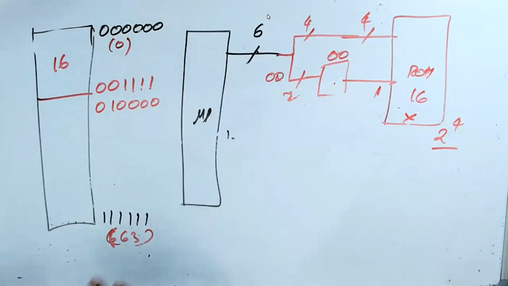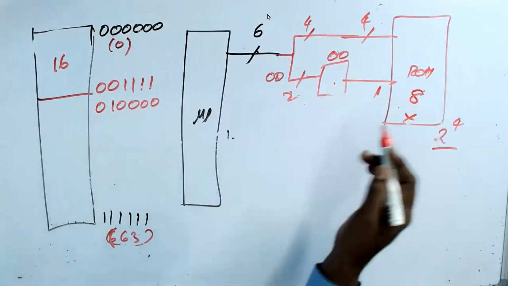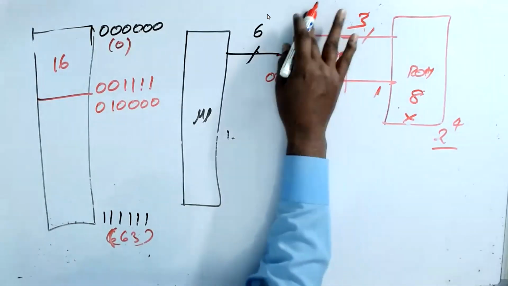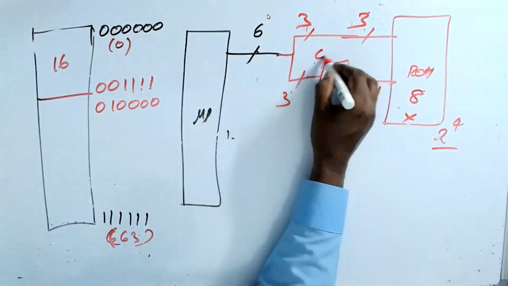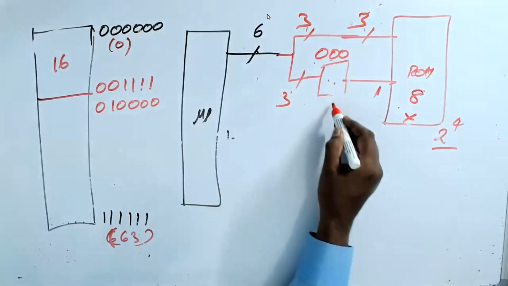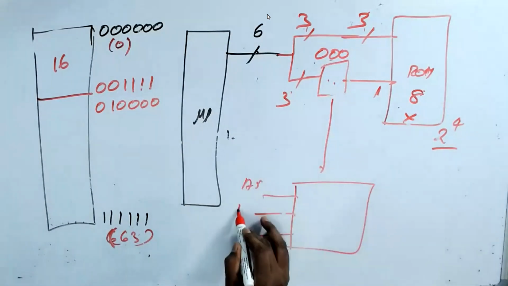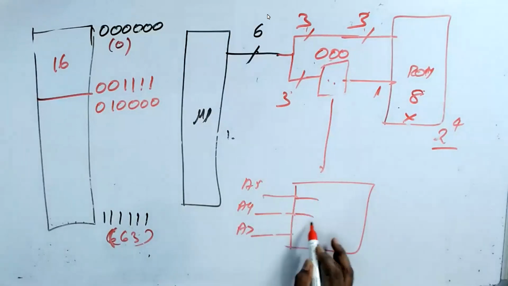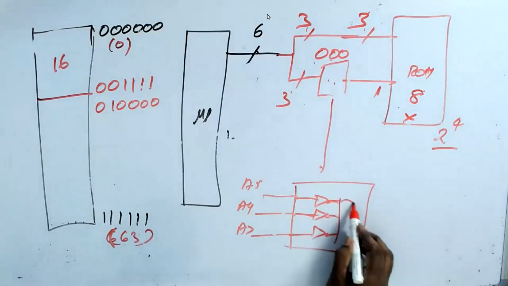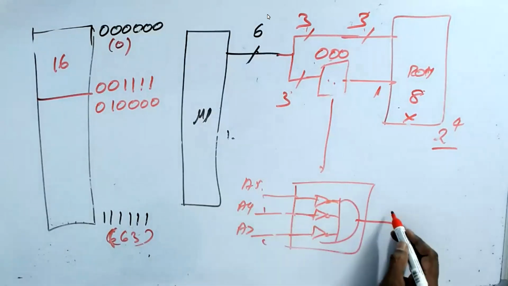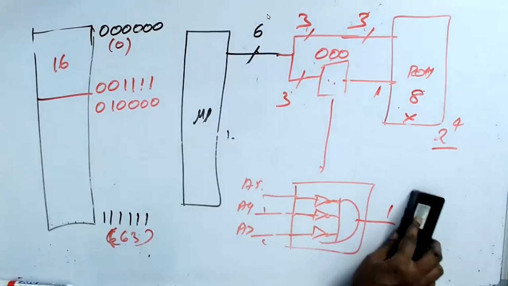Like this, I can connect. For example, my ROM is 8 bytes. That means 3 wires. Then 3 will go here, and my name will be 000. So 3 wires, A5, A4, A3, will go here. When all are zeros, this becomes 1.